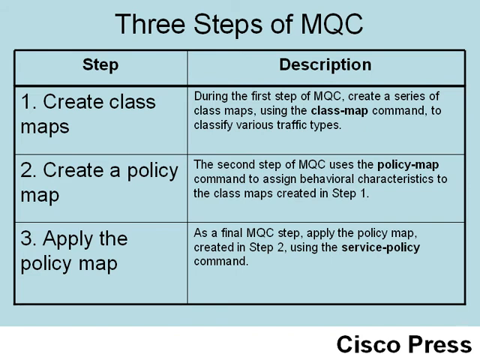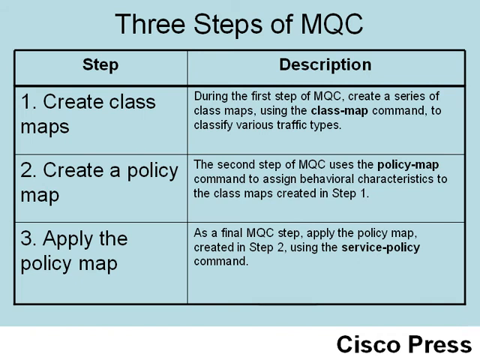In the first step of MQC, we create class maps. And Cisco has a recommendation that we not create more than 11 total class maps. After that point, we start to be a little too granular, and normally we need far less than 11 class maps to categorize our traffic. For example, we may have a voice class map, an interactive video class map, a mission-critical class map, a transactional class map, maybe a best effort class map, and we can group applications into those different categories.